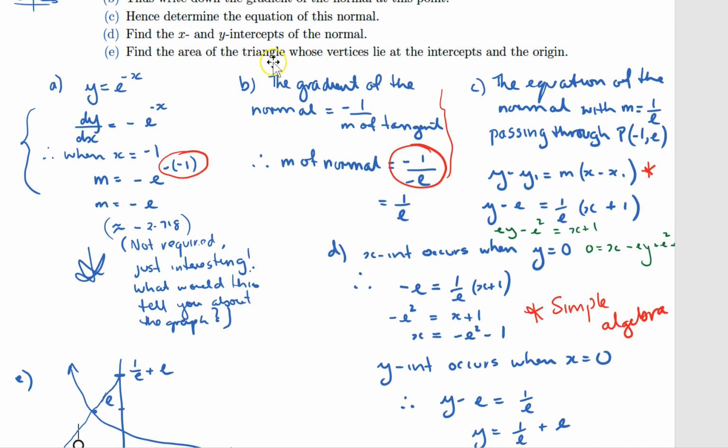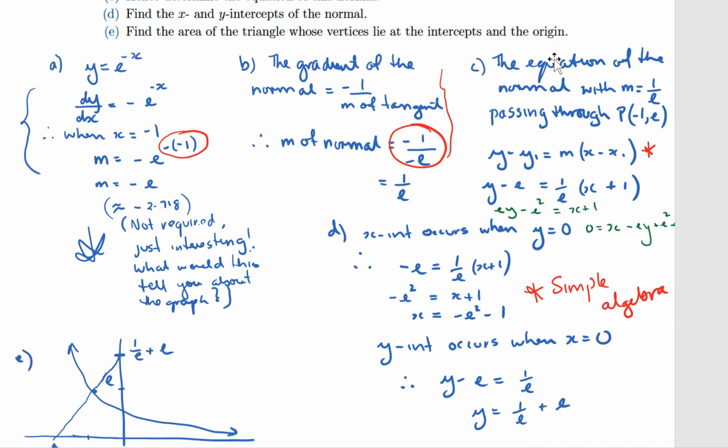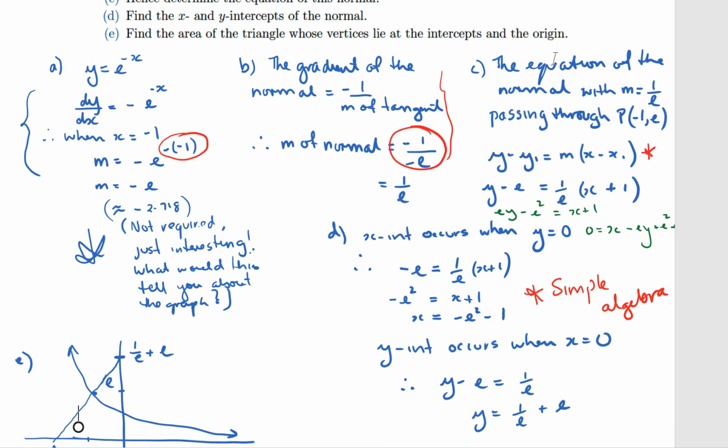The next question actually asks you to, how is it worded? Find the area of the triangle whose vertices lie at the intercepts, I think it really should say, of the normal and the origin. So at the intercepts, oh no, I think that's okay. Find the area of the triangle whose vertices lie at the intercepts and the origin. So this triangle has its vertices, its angles, at the intercepts and the origin.